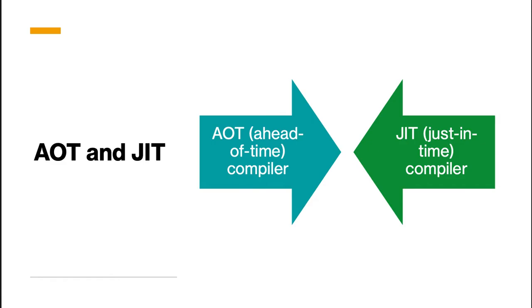This led to two different types of compilers: AOT, ahead-of-time compiler, and JIT, just-in-time compiler. AOT takes static language and compiles it to native machine code at build time, and then at runtime it is executed directly by hardware. In comparison, a just-in-time compiler takes dynamic language and compiles it on the fly during execution of the program.